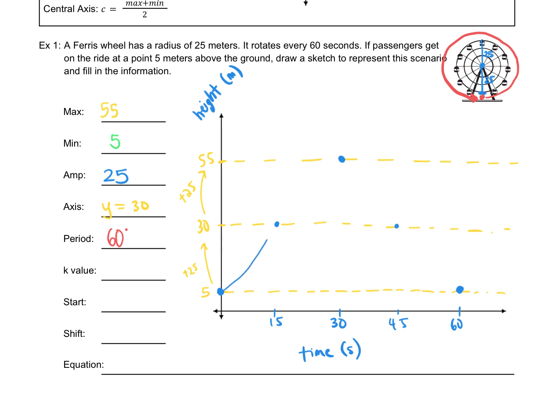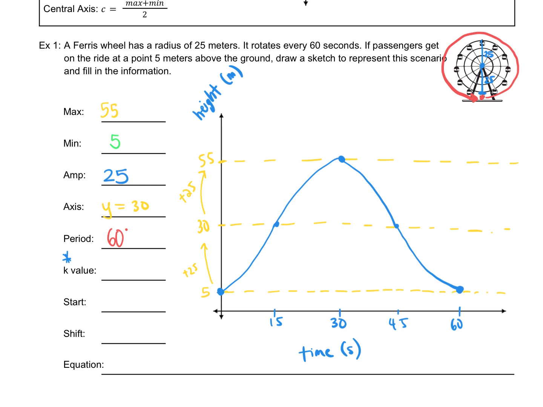I just took that period, split it into 4 sections, and a quarter of 60 is 15, so every key point occurs 15 seconds apart. So now I have a nice sketch. Okay, let's write the k value.